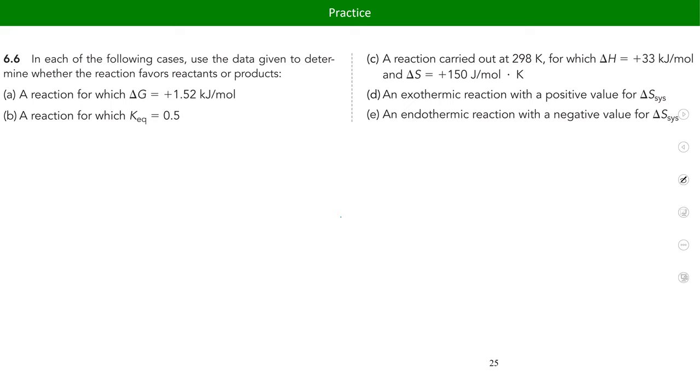So if you wind up with delta G for a system that is plus 1.52 kilojoules per mole, you don't even have to do any math to answer that question, right? You just need the sign in front of it. So this part's a red herring. That's all that matters. Delta G is positive. It's non-spontaneous. And non-spontaneous doesn't mean it won't happen. It means that equilibrium favors the reactants.